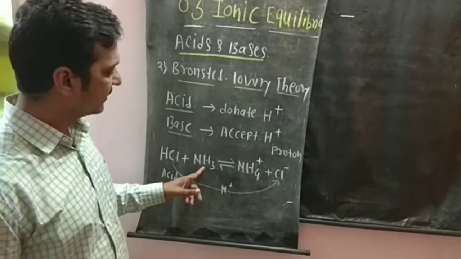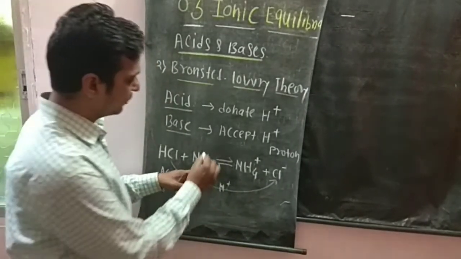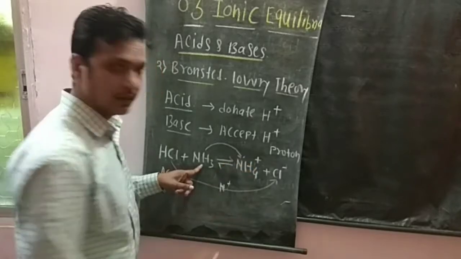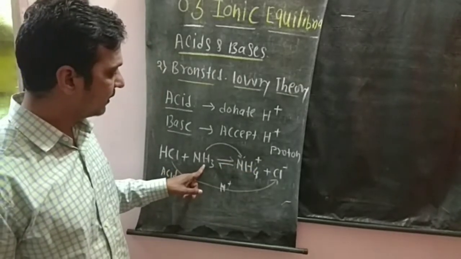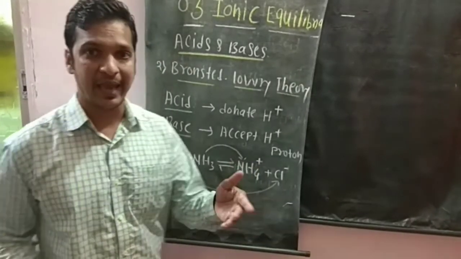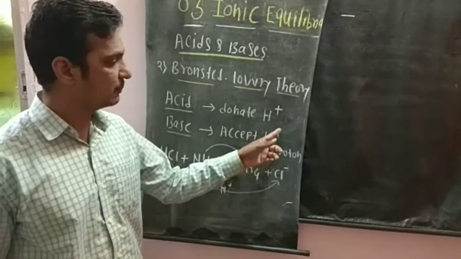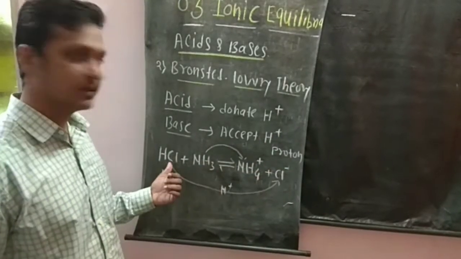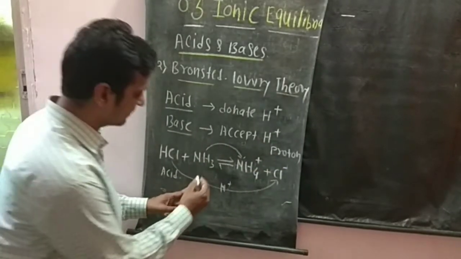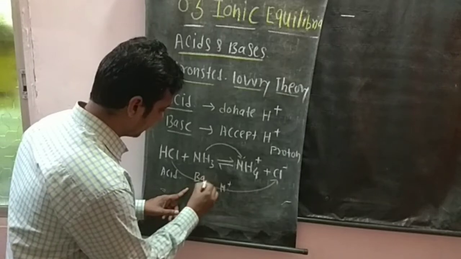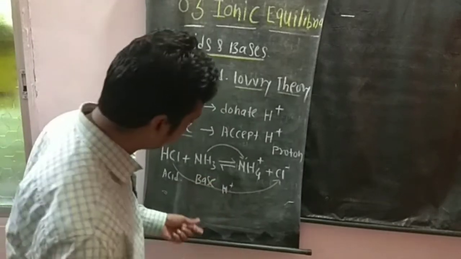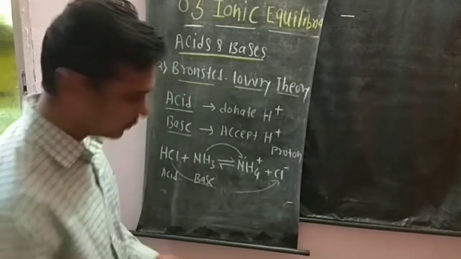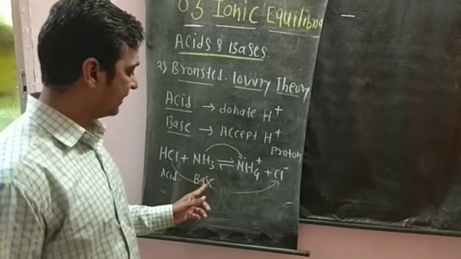Now look at the second reactant. NH3 is converted to NH4 plus. Means here NH3 is converted to NH4 plus by gaining H plus or proton from another substance. That is why NH3 is called a base. So HCl is an acid while NH3 is a base.